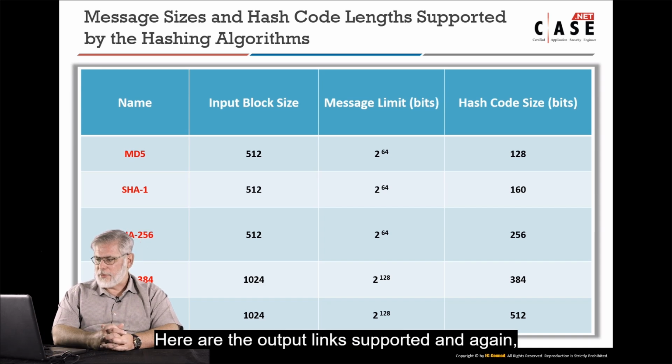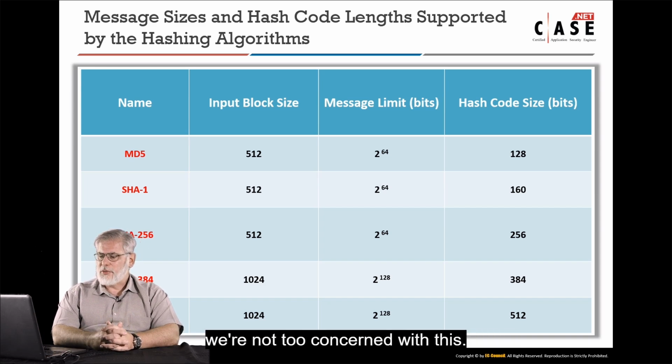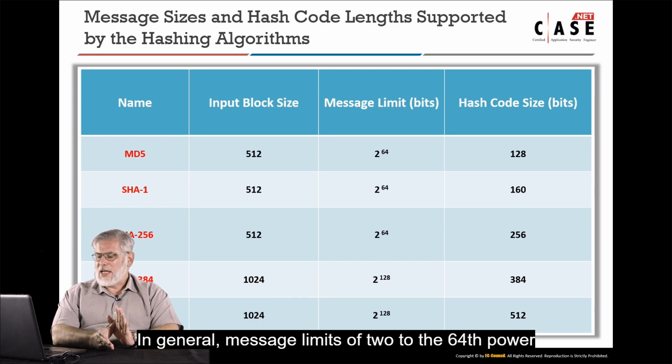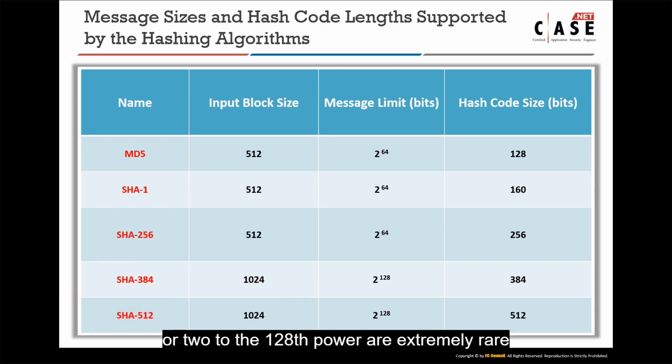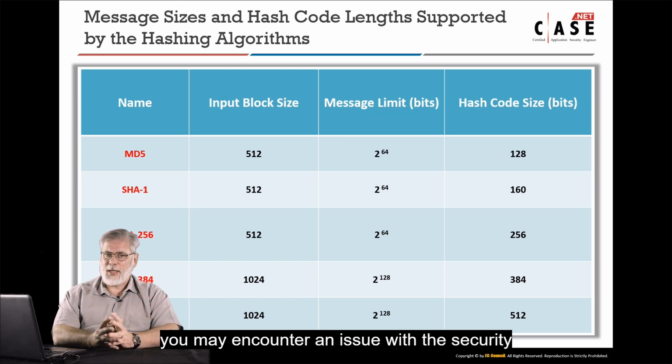Here are the output lengths supported, and again, we're not too concerned with this. In general, message limits of 2 to the 64th power or 2 to the 128th power are extremely rare, so this probably won't even come up. But if you're using, for example, SHA-1 and your message is larger than 2 to the 64th power, you may encounter an issue with the security against collisions.